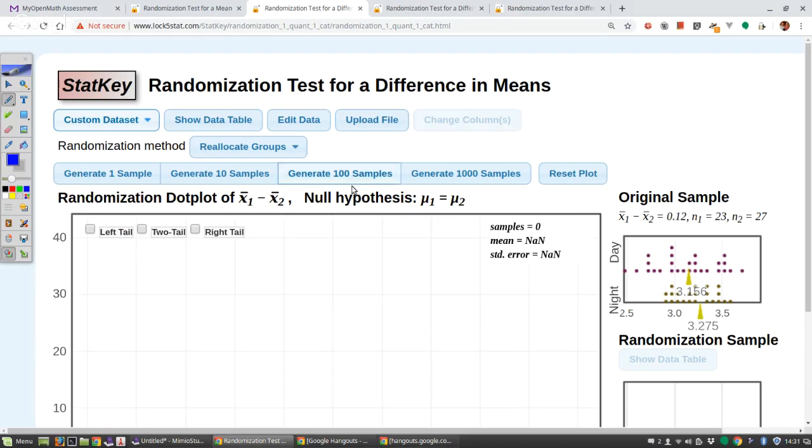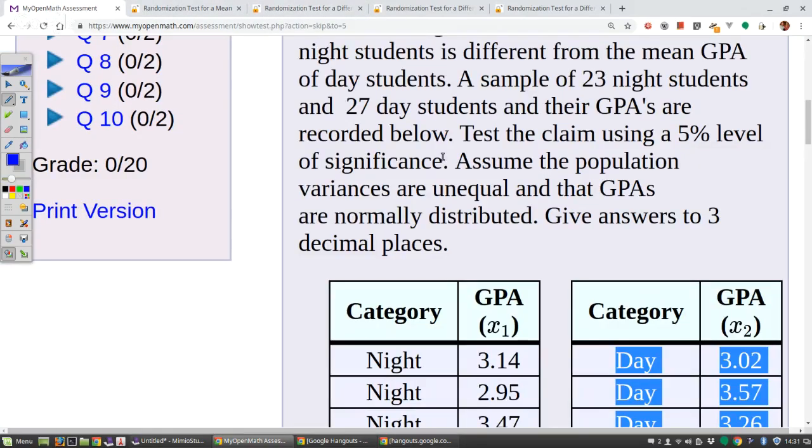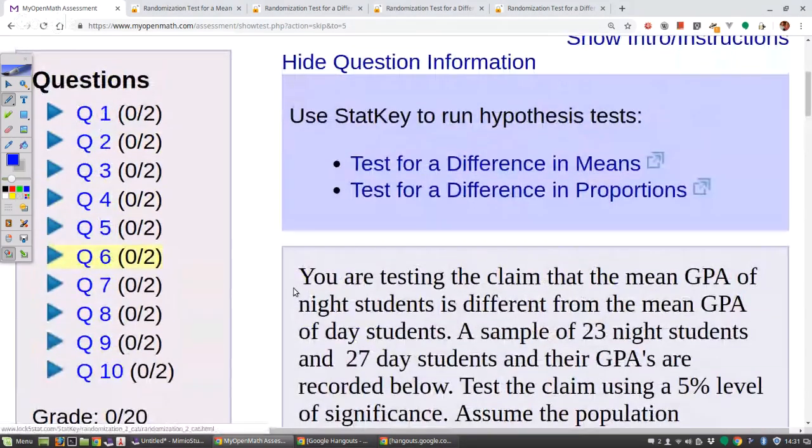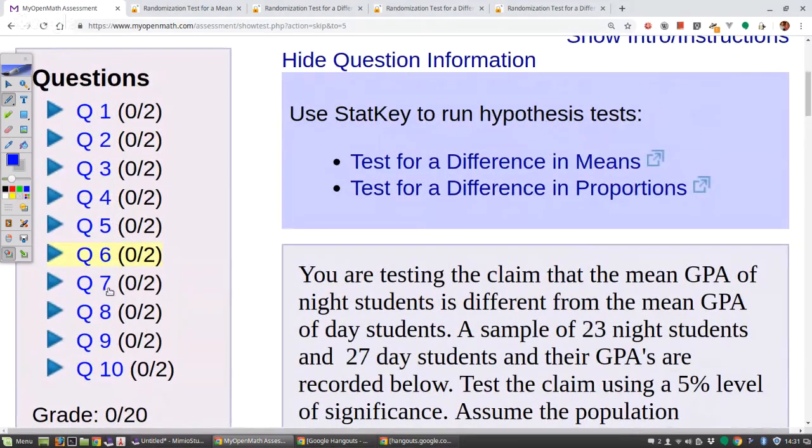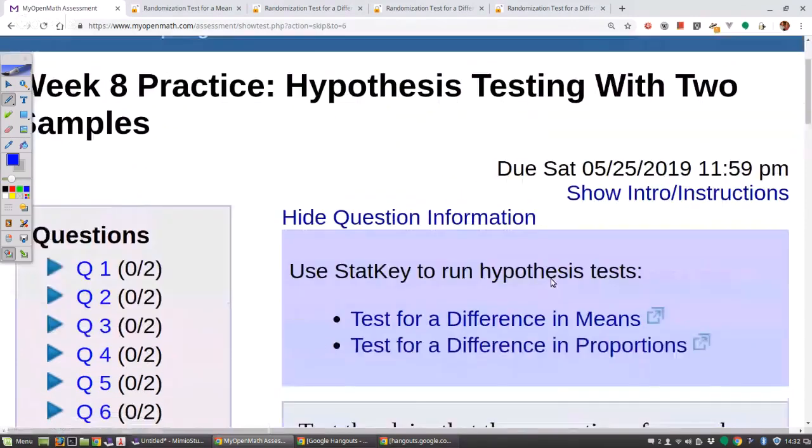So once I get the data in there, it's no different from running hypothesis tests in single means and single proportions like we did before. A matter of running it, seeing if your value is in the critical region, and then making your decision whether it is or not. All right, last one.